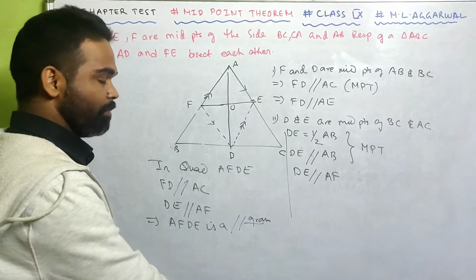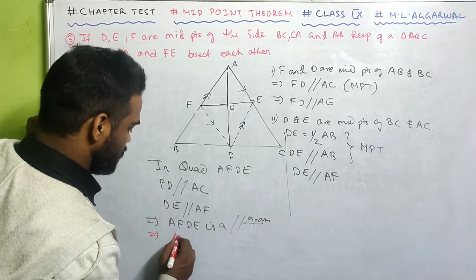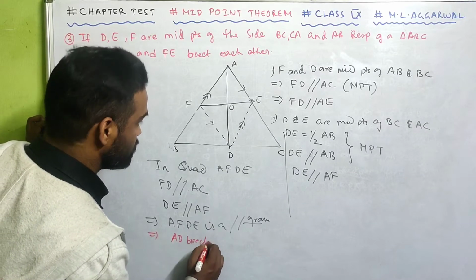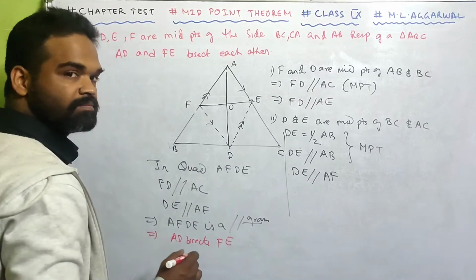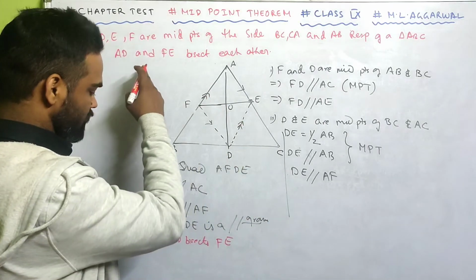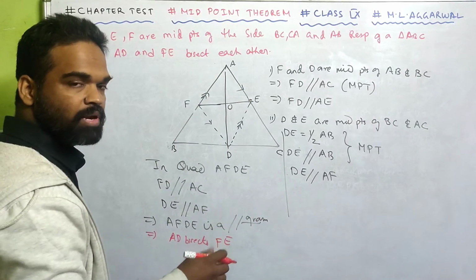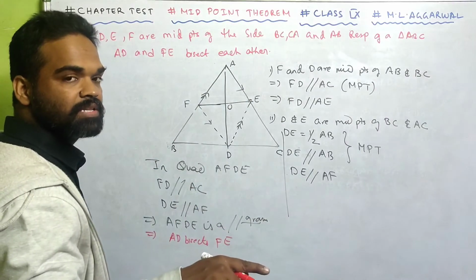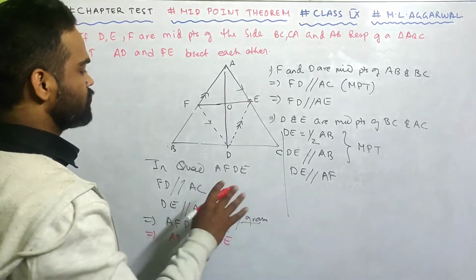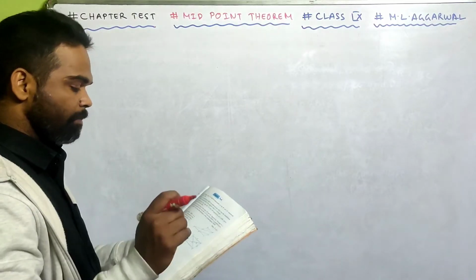Now in parallelogram the diagonals bisect each other, which simply means AD bisects FE. Done? Yes or no? We have to prove that only AD and FE bisect each other. In parallelogram the diagonals bisect each other. Sure, this was clear. Now let us look at number 4.